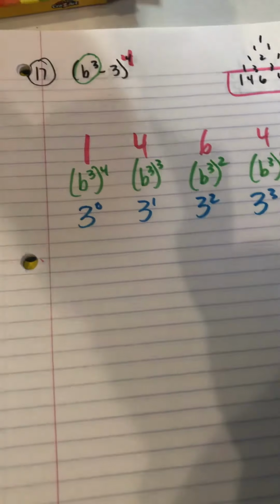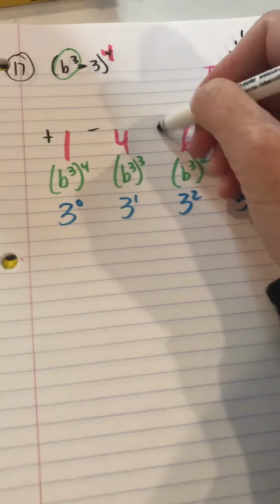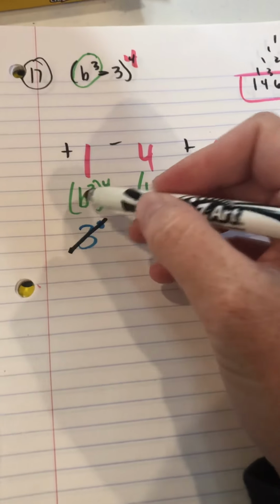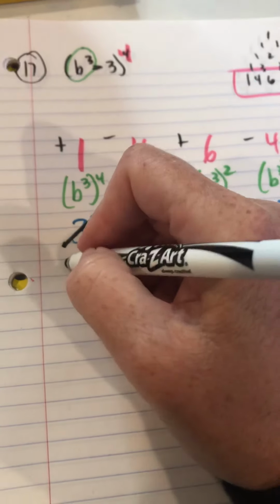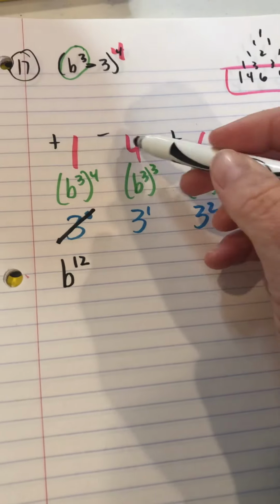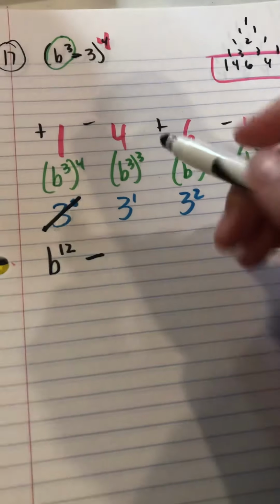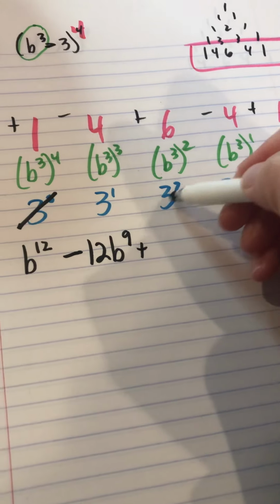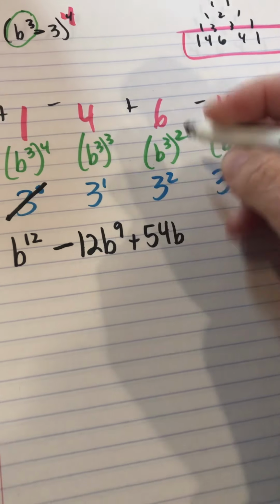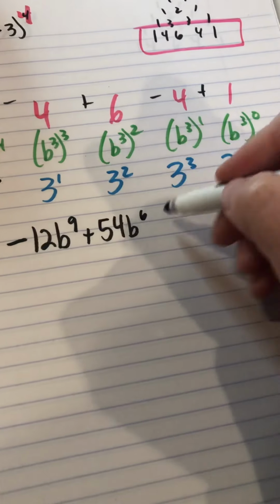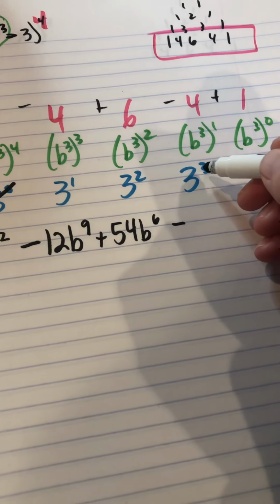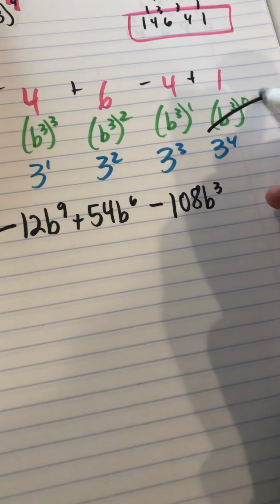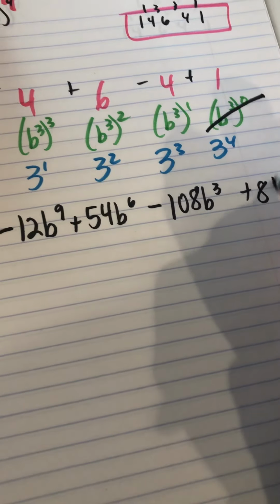Everything's lined up. This time though, because we've got this minus, we're going to start with plus, minus, plus, minus, plus. These are exponents, this is a power rule, which means I'm going to multiply. So it's going to be b to the 12th, and then minus 3 times 4 is 12, b to the 9th, plus 3 squared is 9, times 6 is 54, b to the 3 times 2 is 6, minus 3 cubed is 27, times 4 is 108, b cubed, and then 3 to the 4th is just 81.